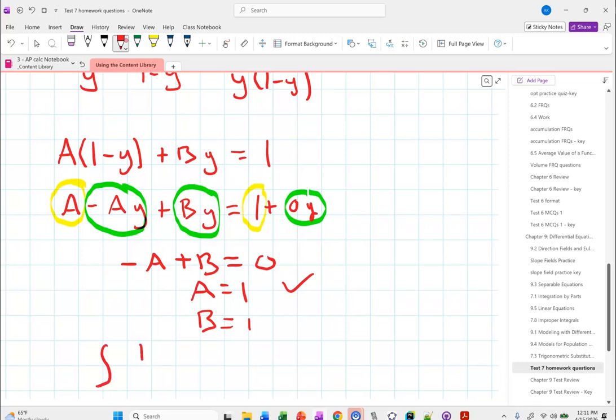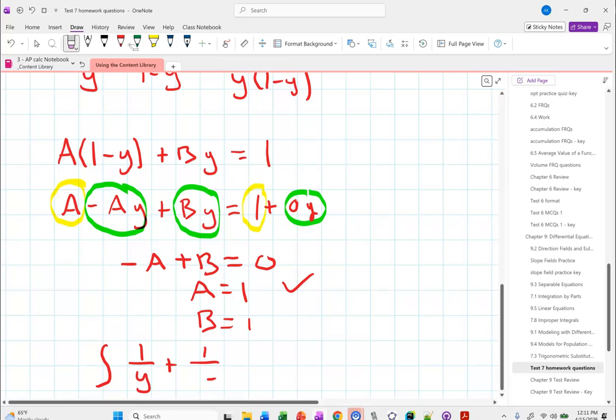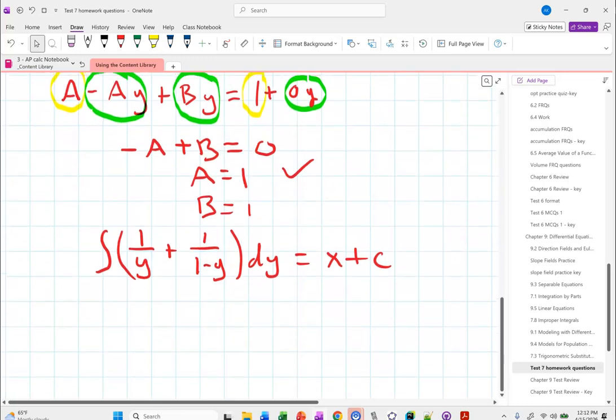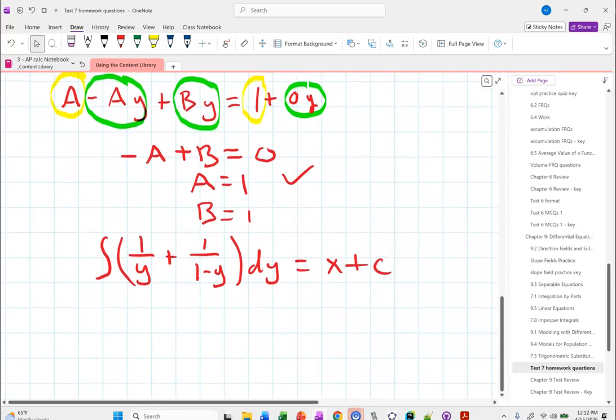So I'm going to integrate 1 over y plus 1 over 1 minus y dy, and that's going to equal my x plus c. Scroll up here a little bit. Is everybody okay with how I did the partial fraction decomp?